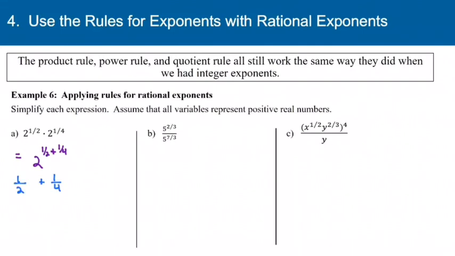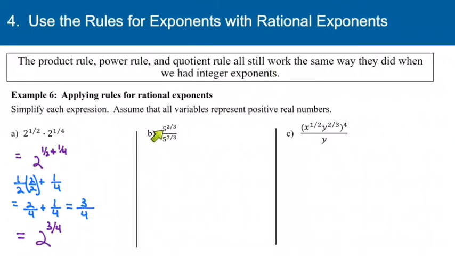And we'll just do that down here as scratch work in blue. So when we add fractions, we need common denominators. I'll have to change this 2 to a 4. So I'll need to multiply that by 2 over 2. And we see that 1/2 plus 1/4 is really 2/4 plus 1/4, so that's 3/4. So the answer to 2 to the 1/2 times 2 to the 1/4 is 2 to the 3/4.